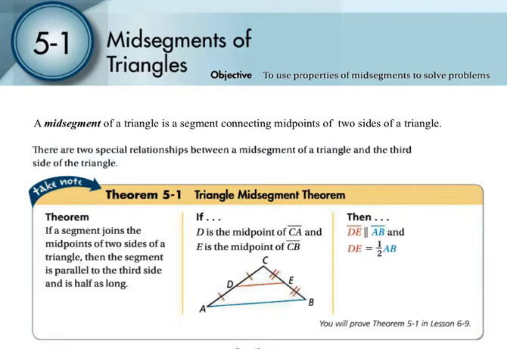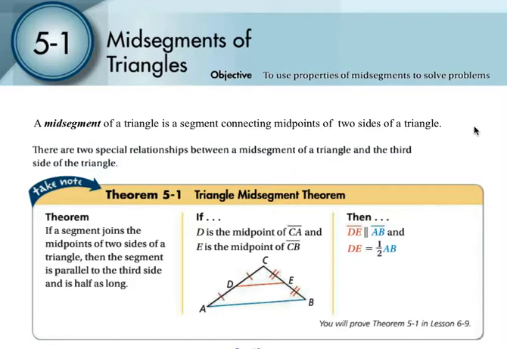In this lesson, we're going to be talking about midsegments of triangles, and we are going to be using properties of midsegments to solve problems. So in order to do that, we need to talk about what a midsegment is. A midsegment is a segment that connects the two midpoints on two sides of a triangle. And these midsegments have some special relationships in the triangle.